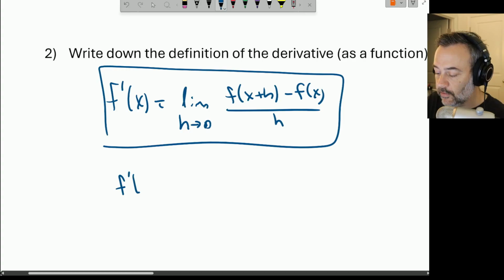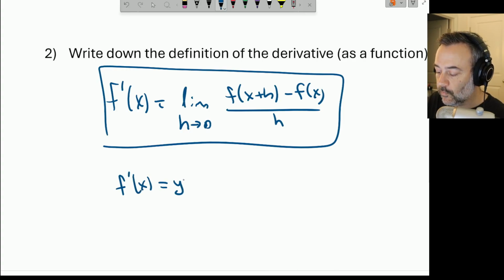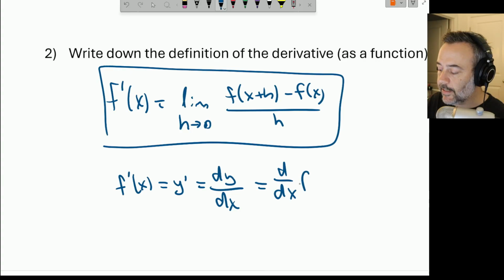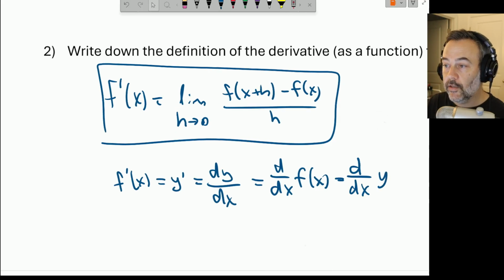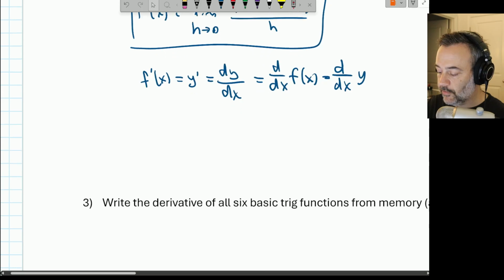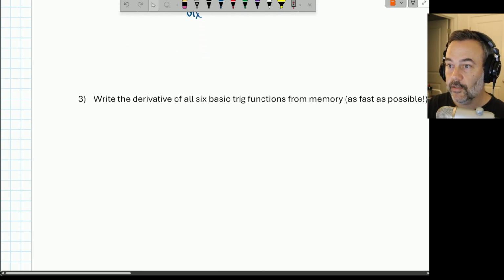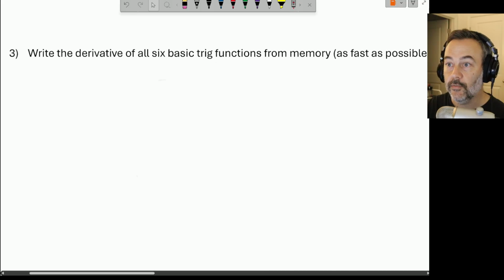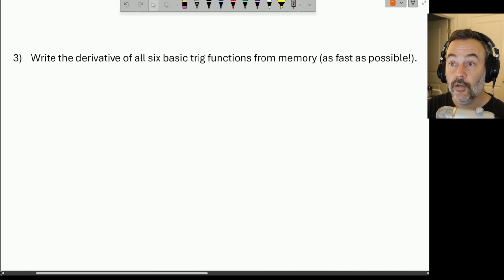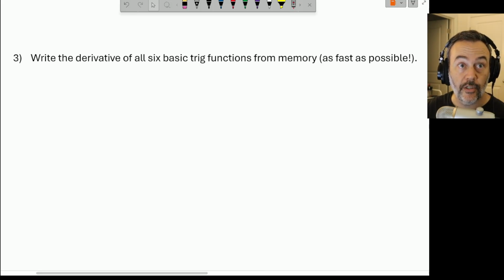Alternate notations for the derivative: y prime, dy dx, the derivative with respect to x of f of x, the derivative with respect to x of y, df dx. We don't use that too much, but there's some different ones. Okay, here's an important one. Can you write the derivative of all 6 basic trig functions from memory?